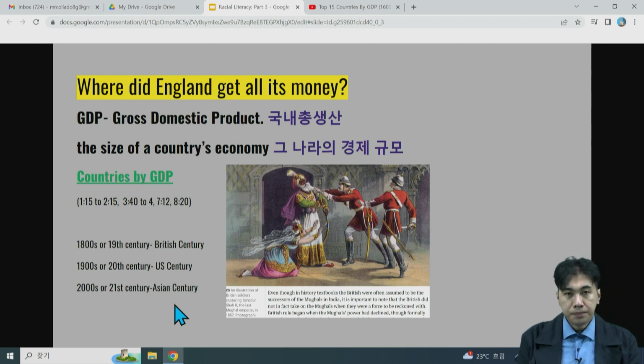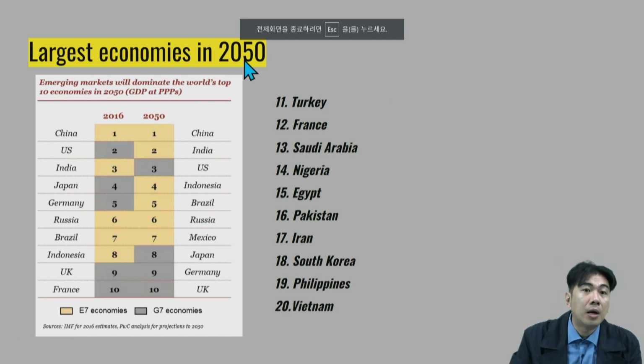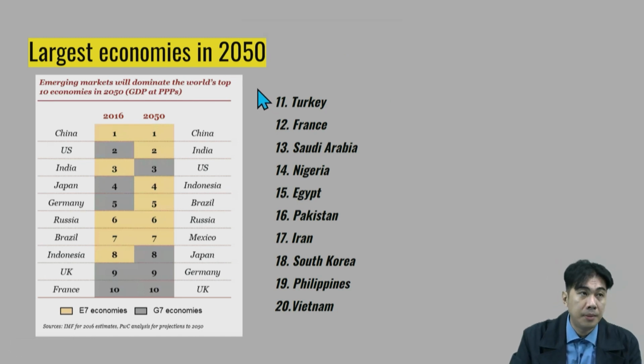So, in 2050, these are going to be the largest economies in the world, the richest countries in 2050. Number one is going to be China. Okay. Number two is going to be India. India in 2016 is number 3. Really? I think they're actually number 4 now. But in 2050, they will be number 2.